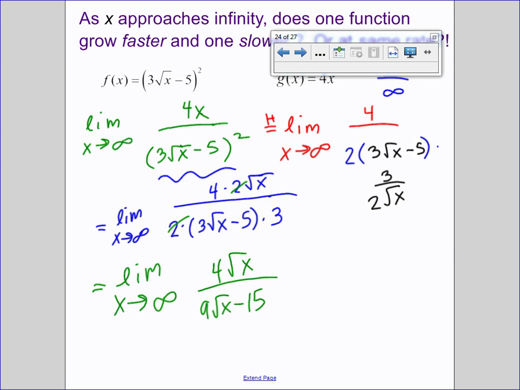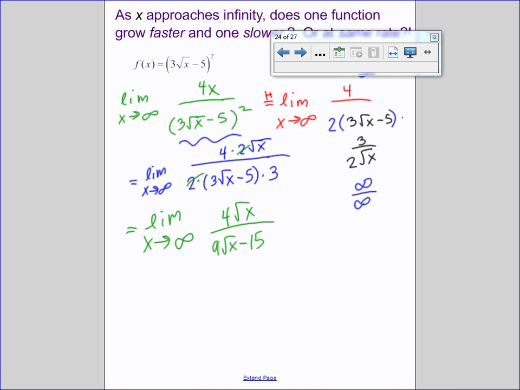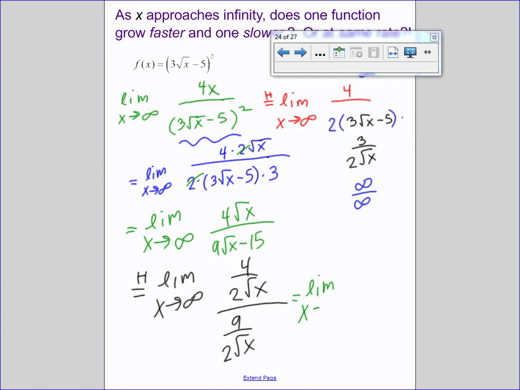Okay. As x approaches infinity, what's the value of this quotient? Well, the top approaches infinity, and the bottom approaches infinity. So what are we going to do? We apply L'Hopital's rule again. The top gives me 4 over 2 root x. And the bottom gives me 9 over 2 root x. Minus 13 differentiates to 0. Yes? And what is this equal? Plus 2.